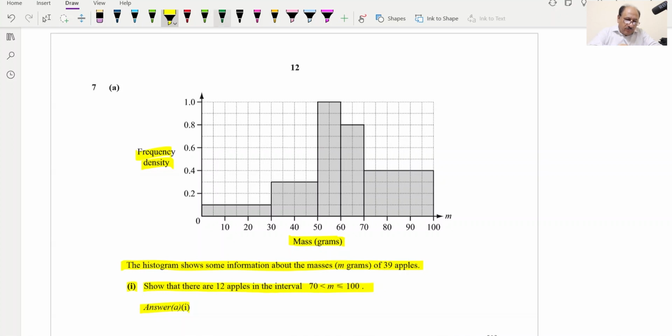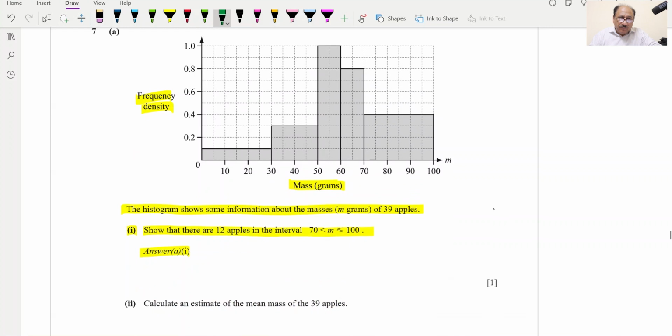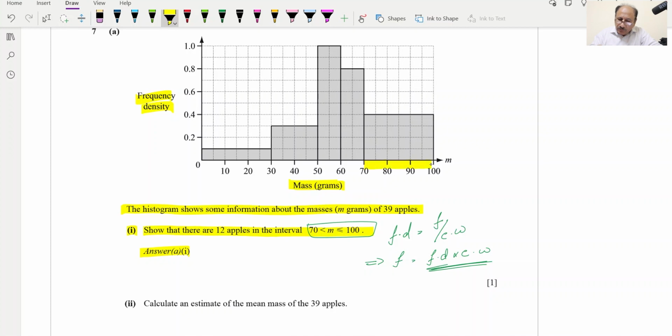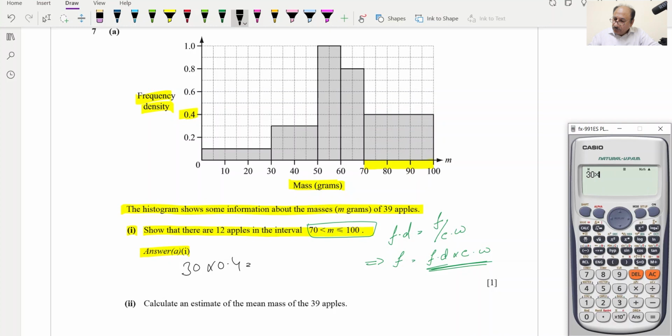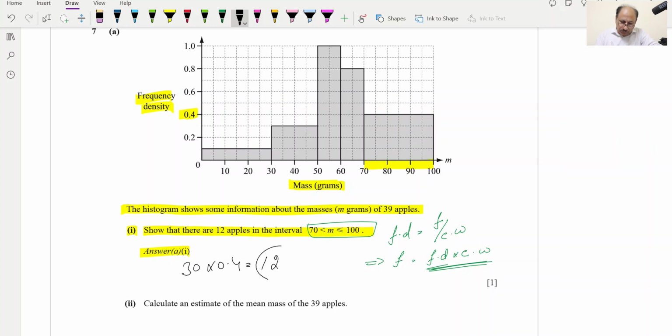We know the formula. What is the formula? Frequency density is equal to frequency divided by class width. This implies frequency will be equal to frequency density multiplied by class width. So this is the formula which we will be using. For 70 to 100, the class width is 30. So 30 will be multiplied by 0.4, and 30 into 0.4 is equal to 12. So this is 12, which we are done.